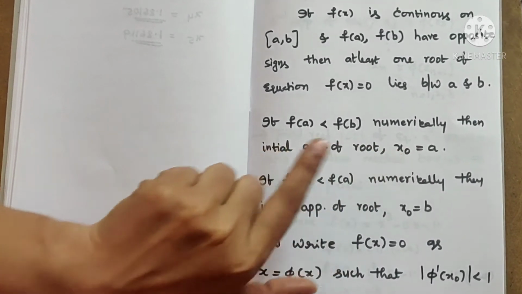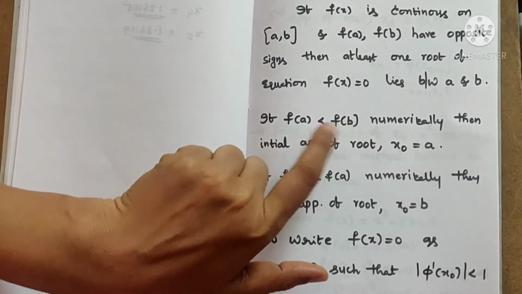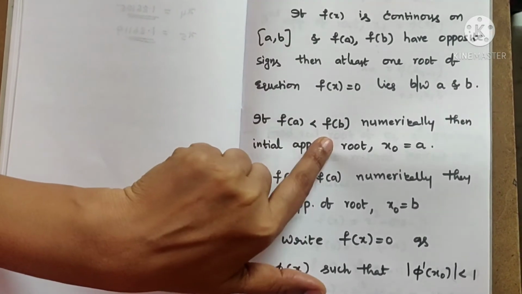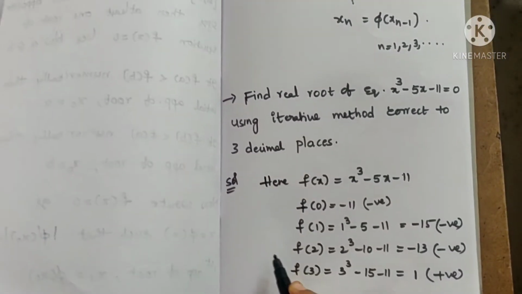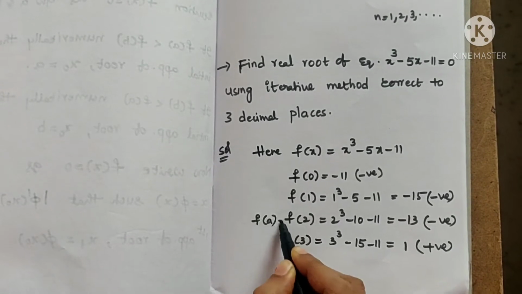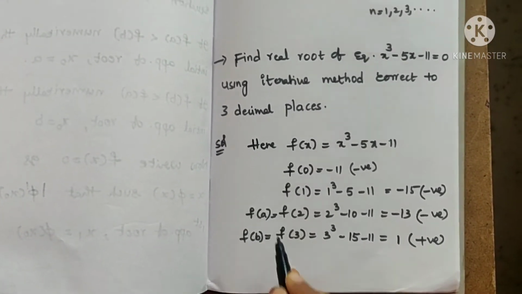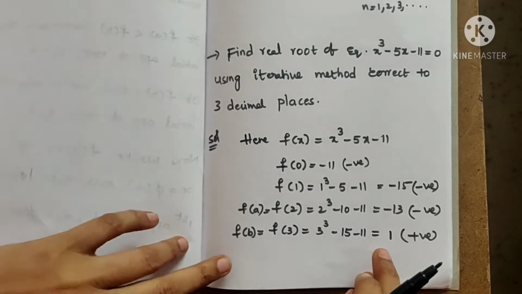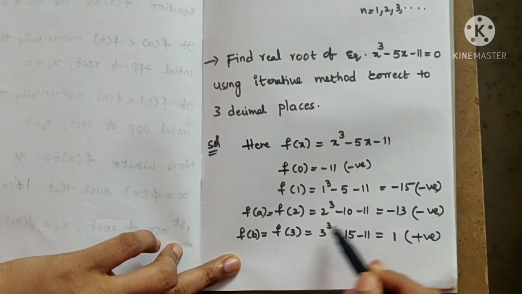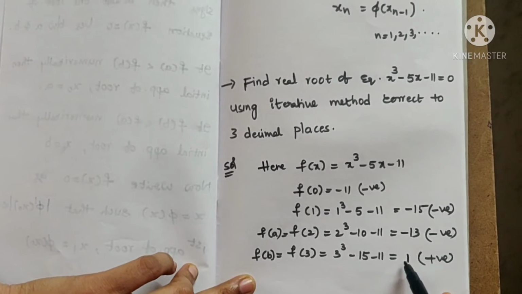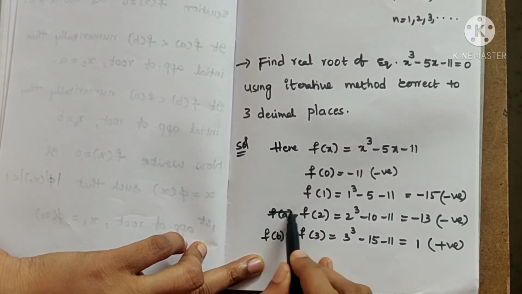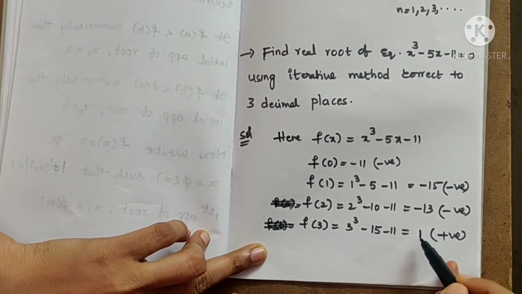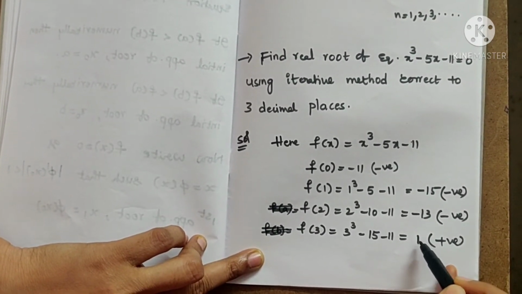How to choose? Among f of a and f of b, compare these. That is, compare the numerical values of f of a and f of b. Here f of a means f of 2 and f of b means f of 3. Compare the numerical values. f of 2 is minus 13, f of 3 is 1. Is 13 less than 1? No. 1 is less than 13.